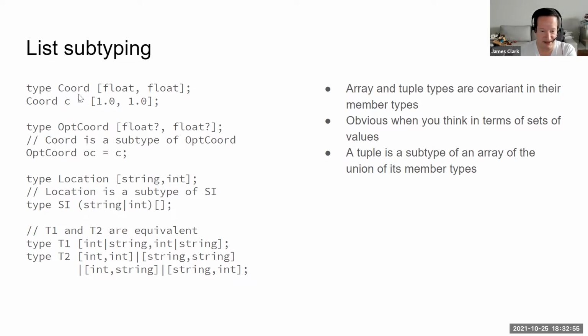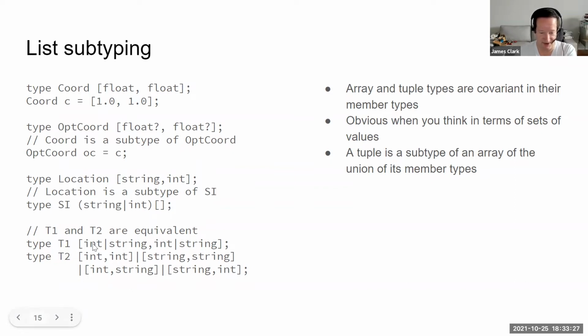So suppose we have a type, just concretely, suppose we have a type that has 2 floats, and then we have a float or nil. So float is a subtype of float question mark. So coord is a subtype of opcoord. And similarly, a tuple is then going to be a subtype of, so if you've got a location that's a tuple, that's going to be a subtype of an array of string or ints.